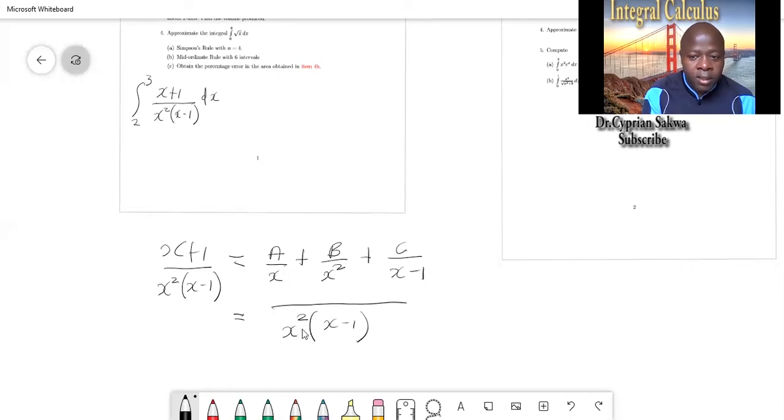x would go here, x into x minus 1 times. So I would have a x into x minus 1, and then b, x squared would go here, x minus 1 times x minus 1, and then plus c, and x minus 1 will go here, x squared times. So I would have c x squared at this point.